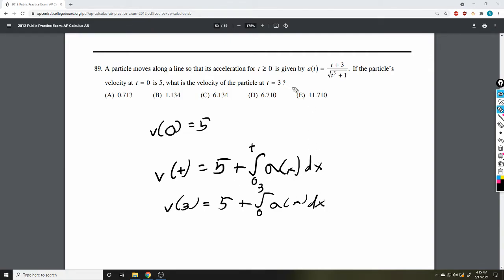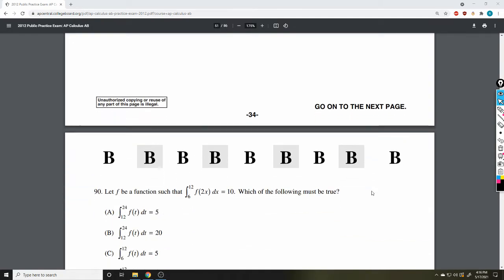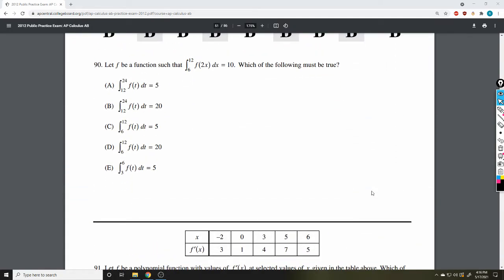Put that in the calculator, get out your answer. I'm skipping some of the calculator work here, but if you need to see any calculator stuff, just ask at some point. Ooh, this is a tough one.